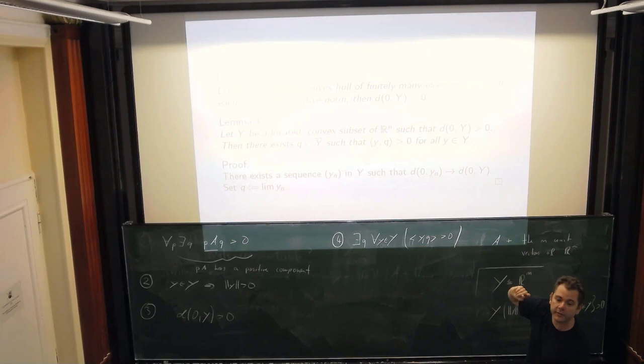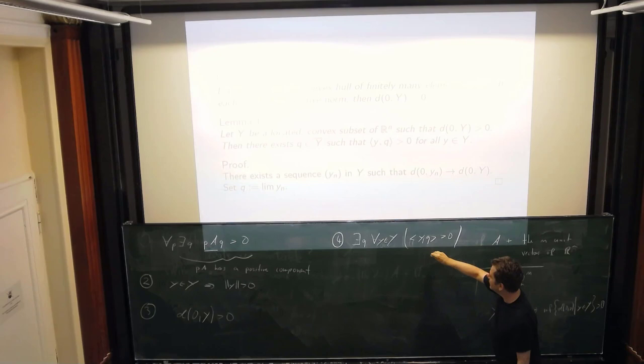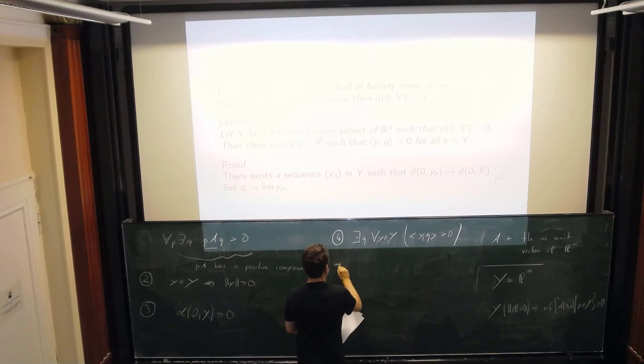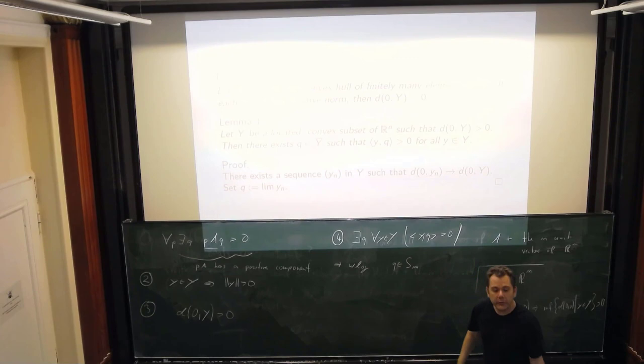But this is now very strong, because Y is quite big. It contains the rows of the original matrix and all the convex combinations, so it contains almost everything in the setting. And Q has positive scalar product with all those y's. In particular, Y contains unit vectors, so the components of Q are positive. Then we can assume that Q is in S. You just manipulate Q a little bit so that the components sum up to 1. So we can assume Q is in S_m.